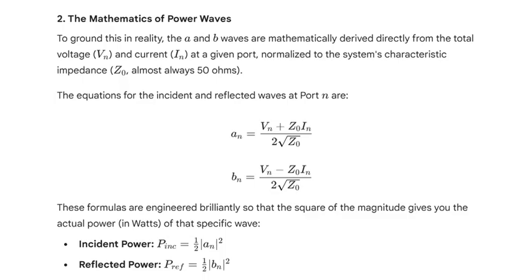The mathematics of power waves. To ground this in reality, the A and B waves are mathematically derived directly from the total voltage, Vn, and current, In, at a given port, normalized to the system's characteristic impedance, Z0, almost always 50 ohms. The equations for the incident and reflected waves at port N are shown here. These formulas are engineered brilliantly so that the square of the magnitude gives you the actual power, in watts, of that specific wave. Incident power and reflected power are shown here.